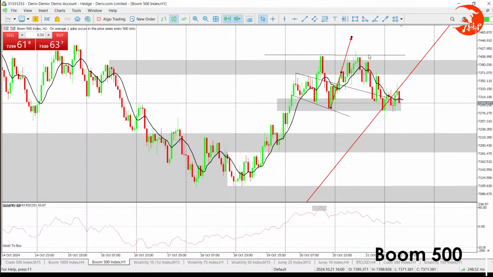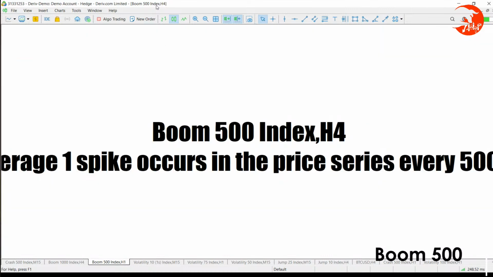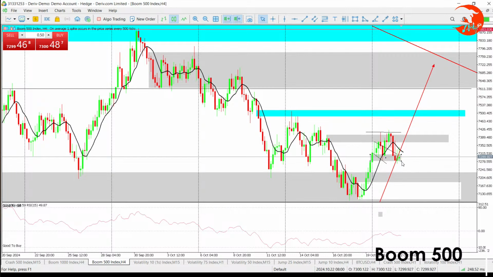But this resistance held the breakout. So we never saw the breakout there. It went again back to this, which should be a fair value gap on H4. Yes, it is. It went back to this fair value gap, and currently that's where we are. We are still failing to break it again.